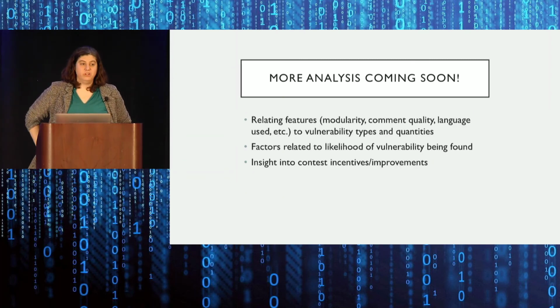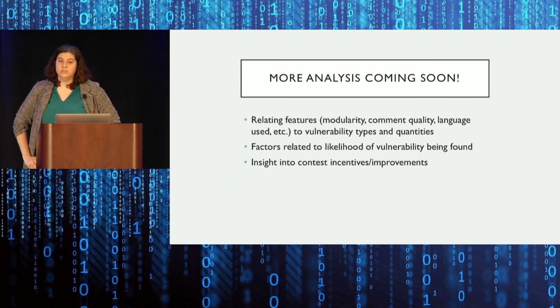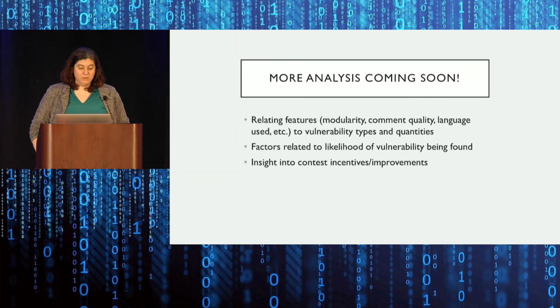As I mentioned, we have some more analysis coming soon. You'll notice I mentioned that we coded a lot of other kinds of features and then didn't talk about them. So the analysis relating things like modularity, quality of comments, and language used to the types of vulnerabilities that were found is coming soon. Also, we're looking at not just what caused the vulnerabilities to happen, but what made teams more likely to identify the vulnerabilities, more frequently. And we're also hoping that we can get from this some additional insights into how to continue fixing the design of the contest and the incentives to keep pushing this thing a little bit closer toward realism as we go. It's never going to be completely realistic, but trying to get it as close as we can get it.